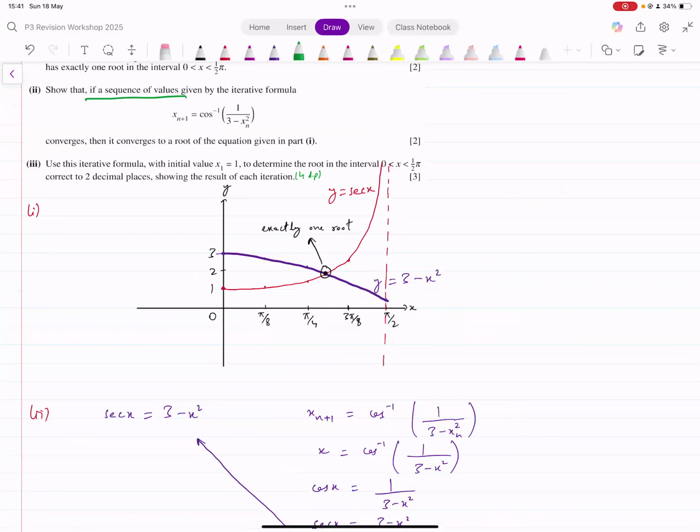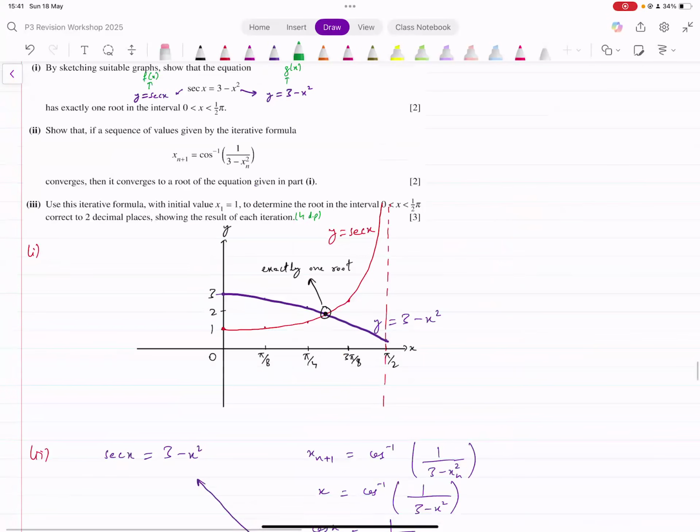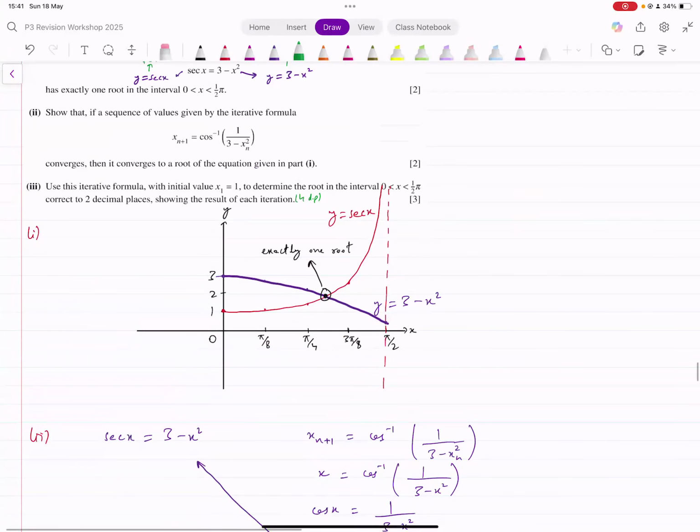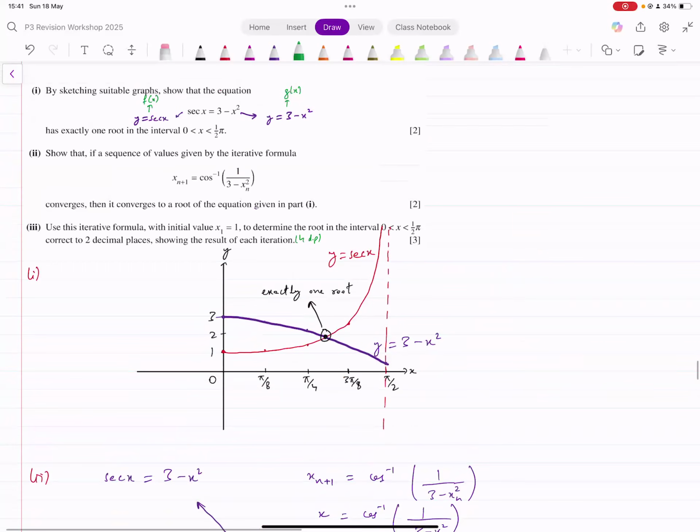If a sequence of values given by this iterative formula converges, then it converges to the root of the equation in part 1. All you have to do is show that this iterative formula corresponds to which equation? Yeah, this equation in part 1. It corresponds to that, right?